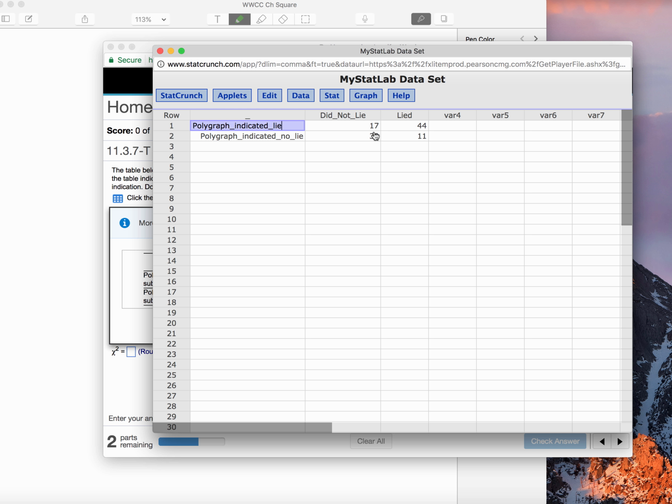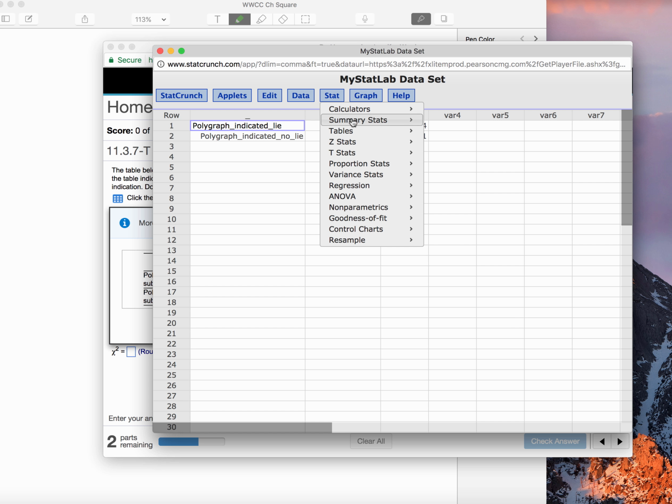When it comes to doing the calculations, we're going to go to Stat, Tables. This is a new thing for us. Tables, and then down to Contingency, and then with summary. So I'm choosing with summary because all of our tests from that experiment have been summarized into a table with counts.